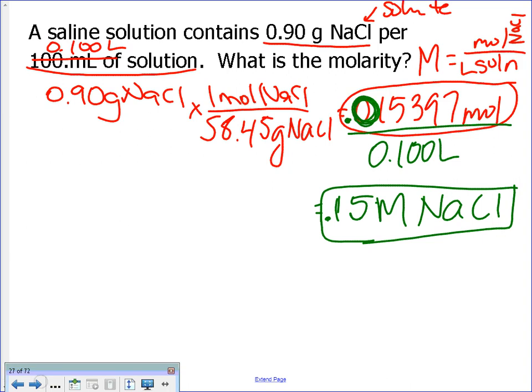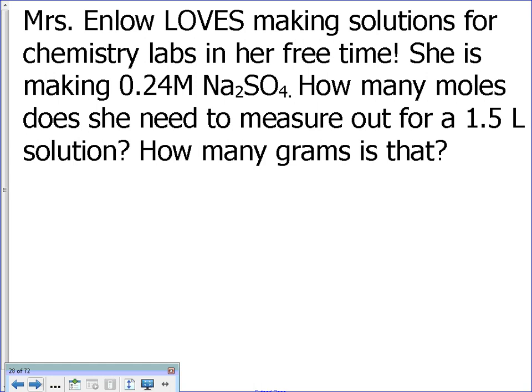In my free time, I love making solutions for chemistry labs. I'm making a 0.24 molar sodium sulfate solution. How many moles do I need to measure out 1.5 liters of solution? That's our first question: moles. So my first question is moles of sodium sulfate, and then my second question is grams.